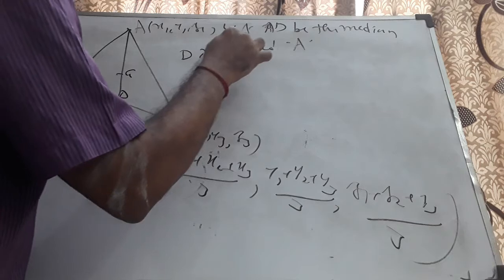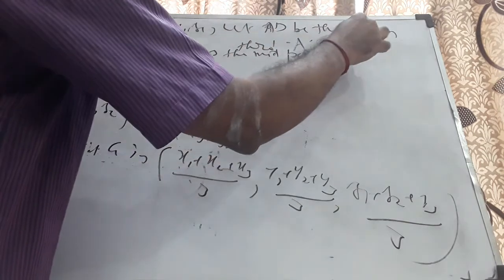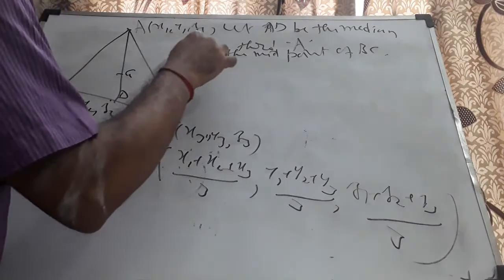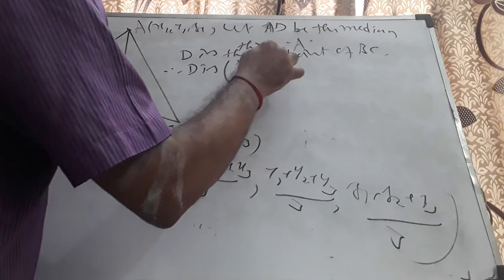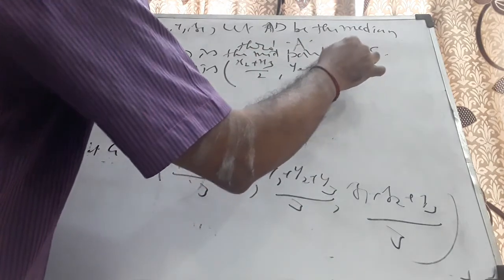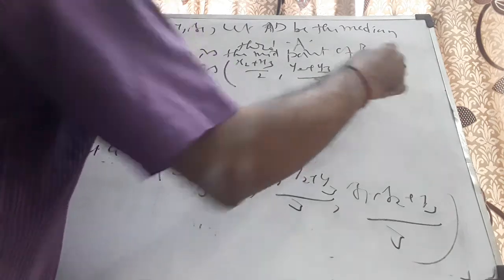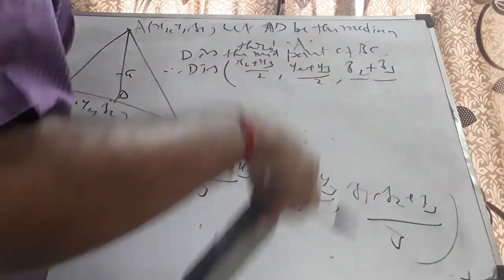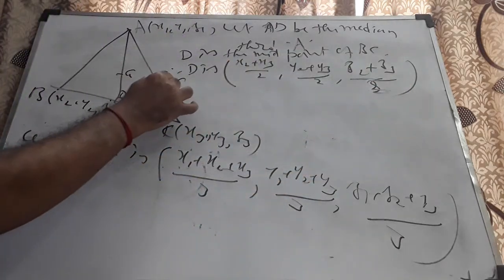Now D is the midpoint of BC. Therefore, using the midpoint formula we derived, D is ((x2 + x3)/2, (y2 + y3)/2, (z2 + z3)/2). Just listen carefully. Now what I will get here is the centroid G.